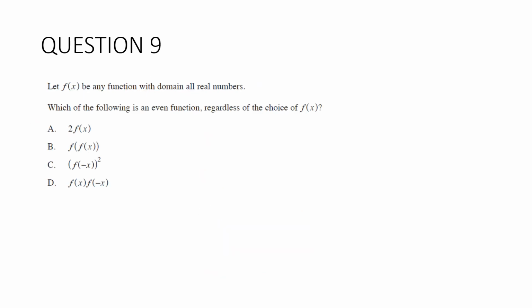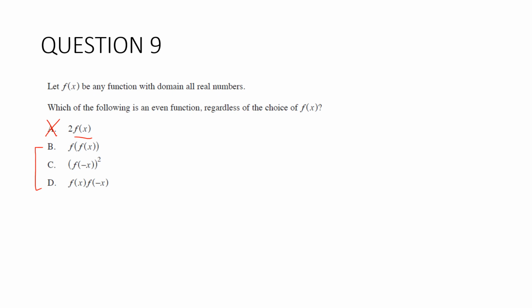Question 9. Let f of x be any function with a domain of all real numbers. Which of the following is an even function regardless of the choice of f of x? Now we're going to go through each of these in turn, but we can already rule out A, because suppose f of x is odd, 2 times f of x is also going to be odd, so it's not A. But these are not immediately obvious. Now if you're stuck on a question like this, you can just make stuff up, like pick a function for f of x and test it. Pick an even function, an odd function, and a function that's neither. You will get the answer. But I'm going to show you how to do it formally.